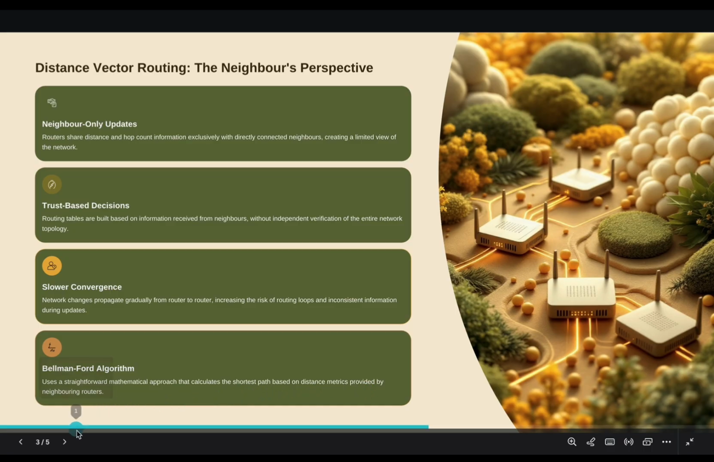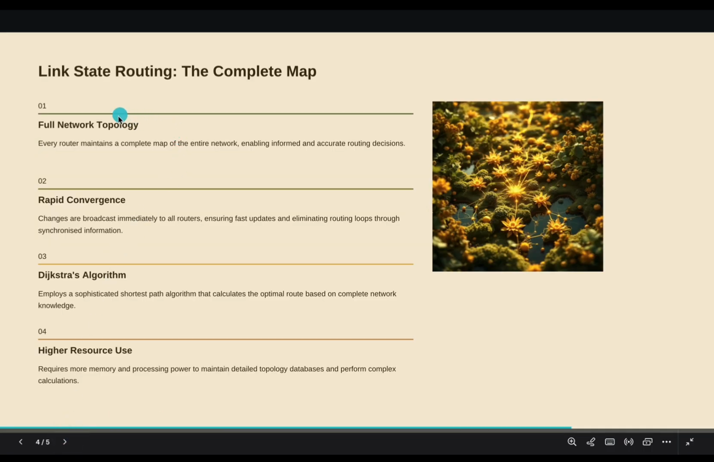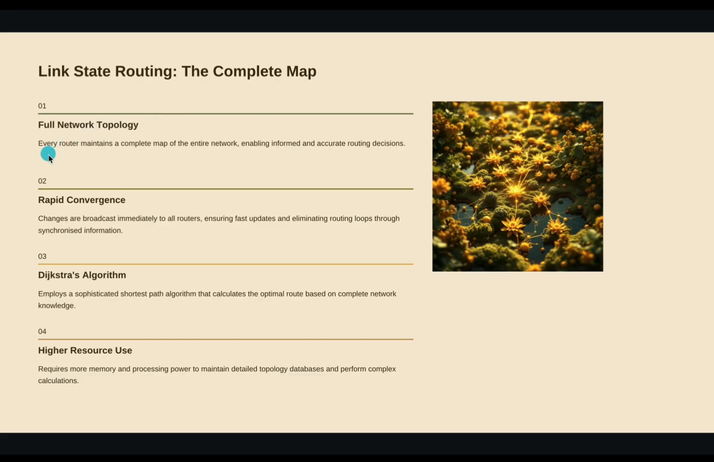Link state routing, the complete map. First one, full network topology. Every router maintains a complete map of the entire network, enabling informed and accurate routing decisions. Rapid convergence. Changes are broadcast immediately to all routers, ensuring fast updates and eliminating routing loops through synchronized information. Dijkstra's algorithm employs a sophisticated shortest path algorithm that calculates the optimal route based on complete network knowledge.